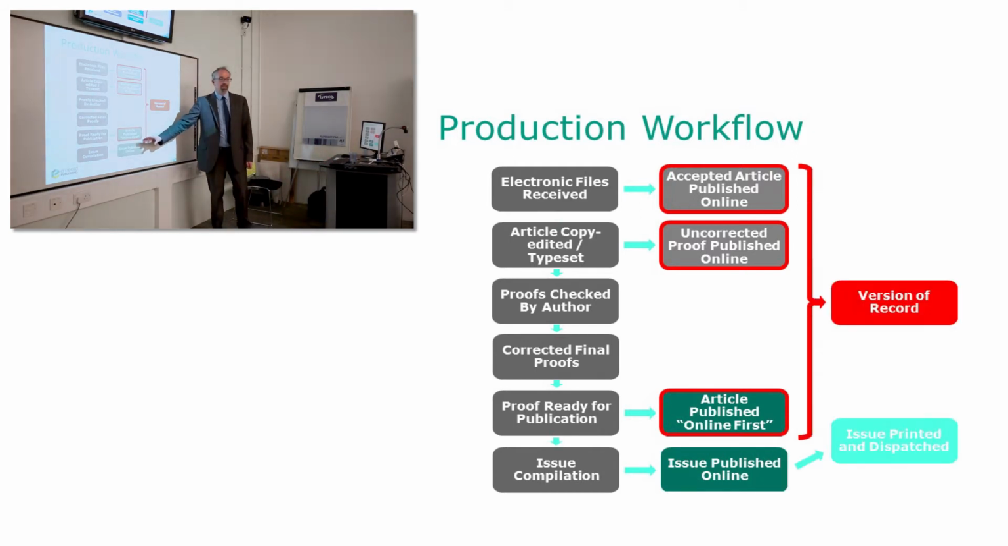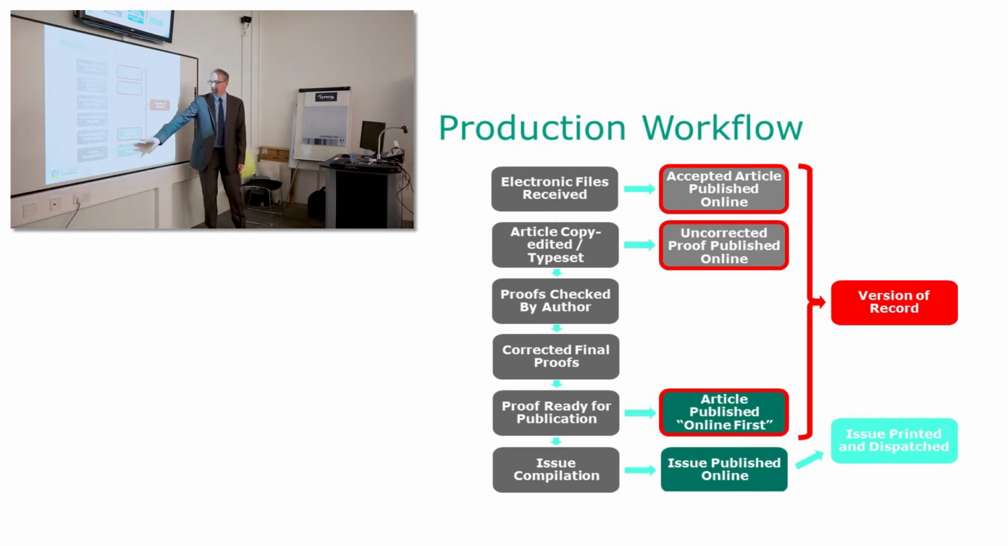Whatever version is actually online, that is the version of record. Now, you may think that the version of record is the final one, and it will be, but actually, before it's published online, it will effectively be published, and therefore, it is the version of record, but that will be superseded by the final published online.